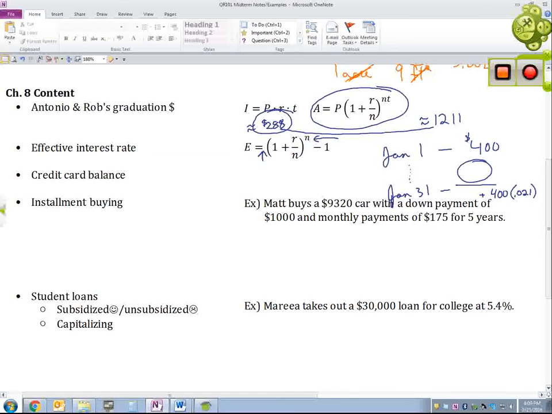It's not the balance on January 30th times 0.021 that gets added, okay? Because you don't get charged interest on the last day of the month before you've had a chance to pay that balance. It's the interest on what's coming from the previous month, okay?